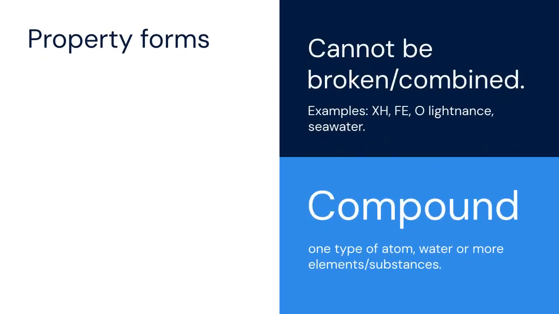Comparison table. Element: one type of atom, cannot be broken down. Compound: two or more elements chemically combined. Mixture: substances not chemically combined. Examples: H, Fe, O, seawater.